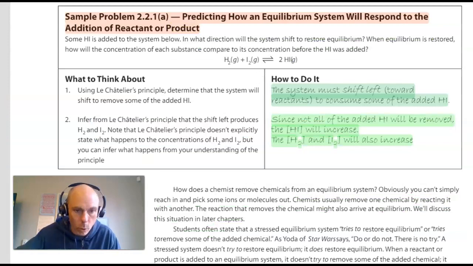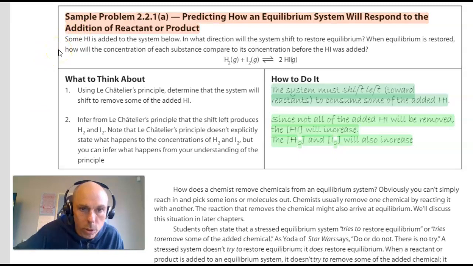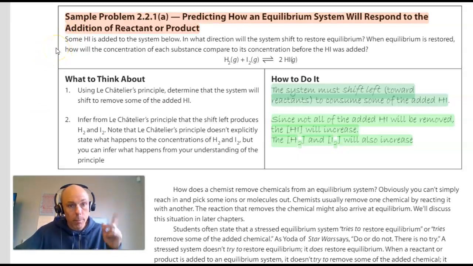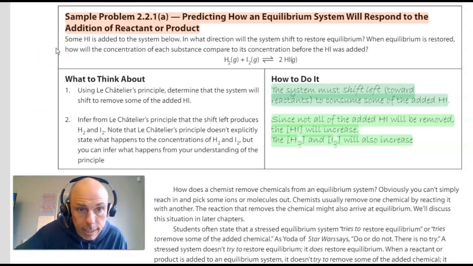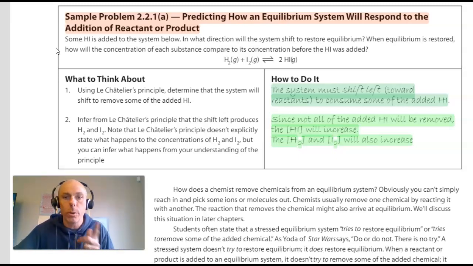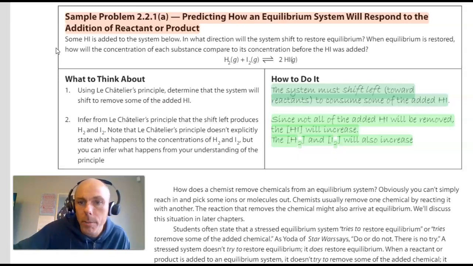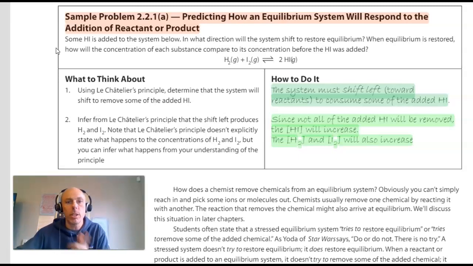So we flip the page. We're on 109 now of the physical textbook, 117 of the ebook, looking at sample problem 2.21A. The question says, some HI is added to the system below. In what direction will the system shift to restore equilibrium? And when equilibrium is restored, how will the concentration of each substance compare to its concentration before the HI was added? So we're adding HI.